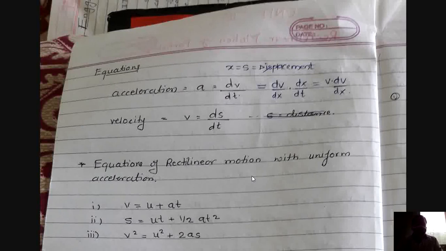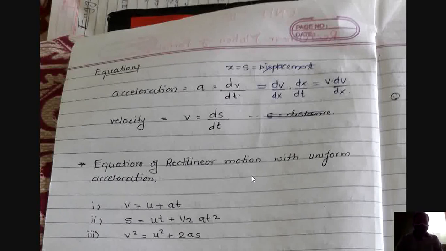Now equations. There are different equations of rectilinear motion. Equations of motion. Here x is equal to s is equal to displacement, as you already learned what is meant by displacement. Then velocity is the rate of change of displacement with respect to time, and acceleration is the rate of change of velocity with respect to time. These are the definitions of displacement, velocity, and acceleration. Already you have studied this, but we just revise it.